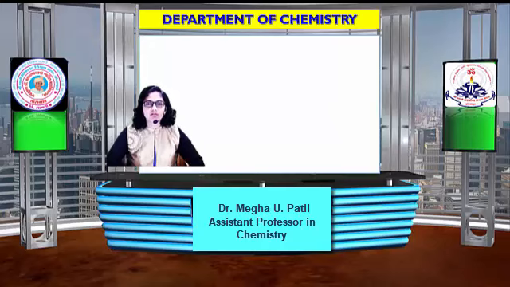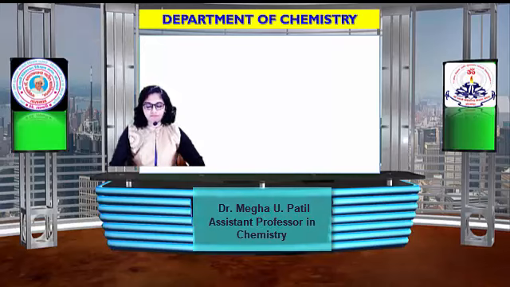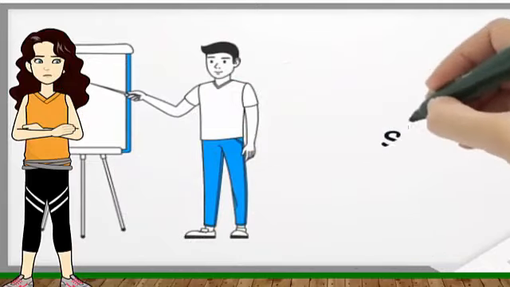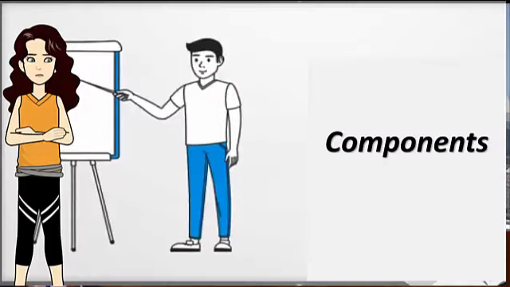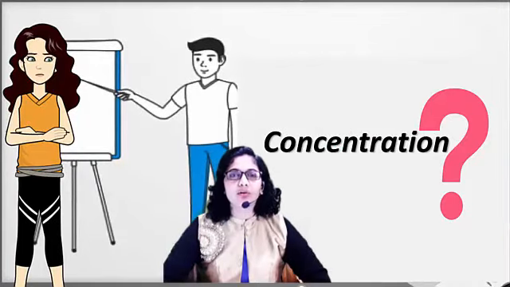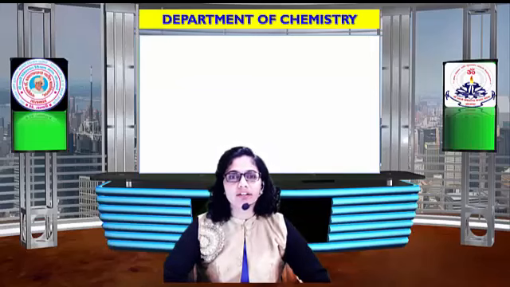Dear students, we are going to learn the topic Solution from Physical Chemistry of semester 5th of the course BSc 3rd year. So let's start with solution. First, we will see what solutions are, the components present in solutions, what is solute, solvent, and what is the concentration of a solution, and how to measure that concentration in different ways.